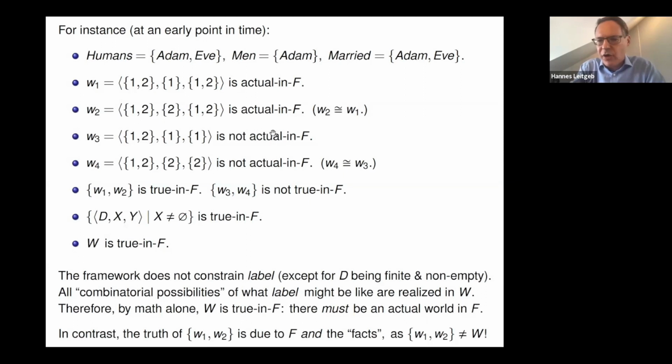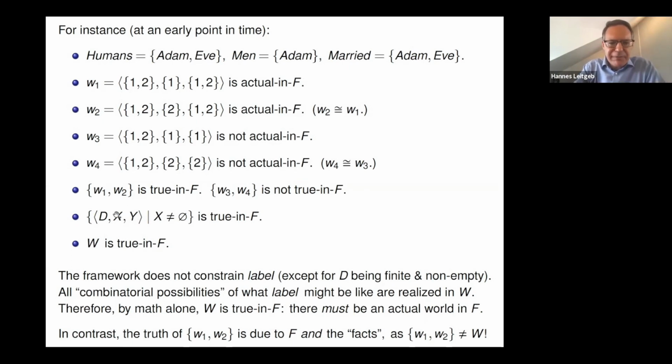There's no structure preserving map from W3 to the intended labeling, okay? And neither for W4, okay? So these are not actual. And then if you take this proposition here, W1, W2, it's true in the framework because it includes an actual world, whereas the proposition W3, W4 is not true. Okay, so we define truth for propositions directly here.